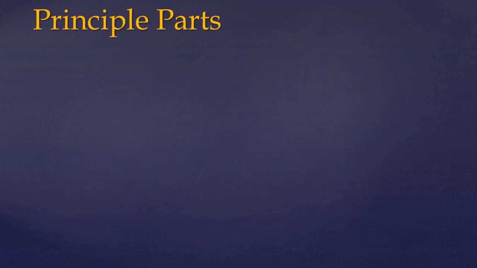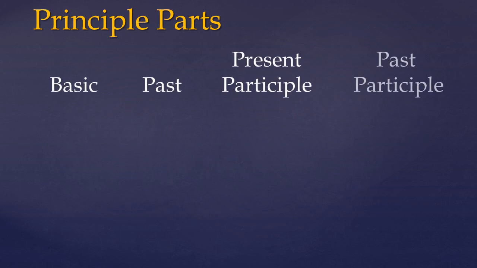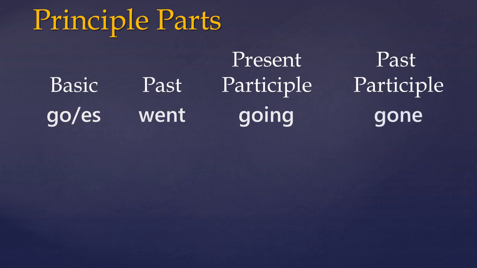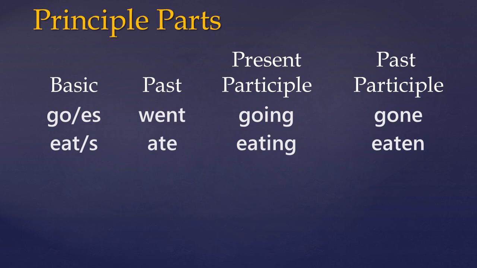And these are usually referred to as principal parts, which are the basic form of the verb, the past form, the present participle, and the past participle. In English, the present participle is always easy to spot because it ends in -ing. So we have to go, went, going, and gone, or to eat, ate, eating, and eaten.